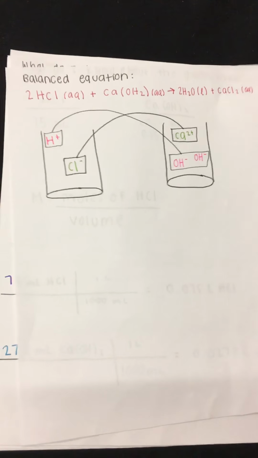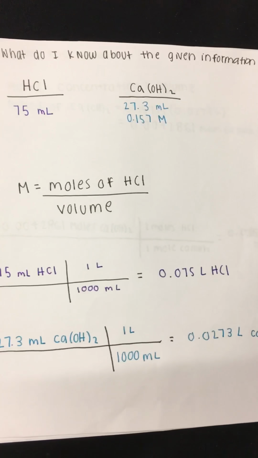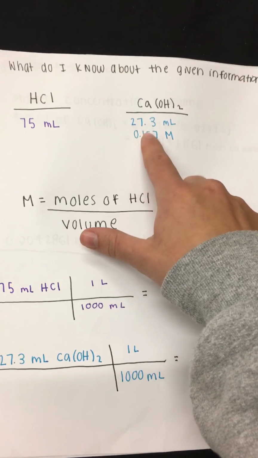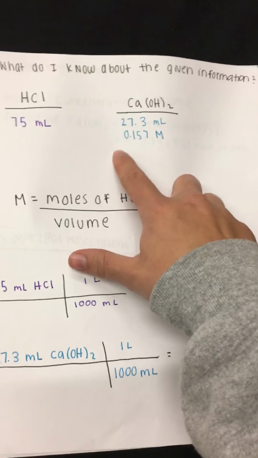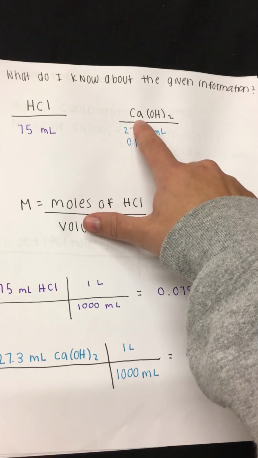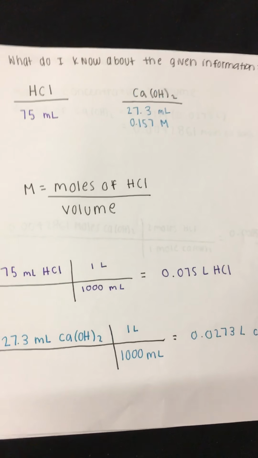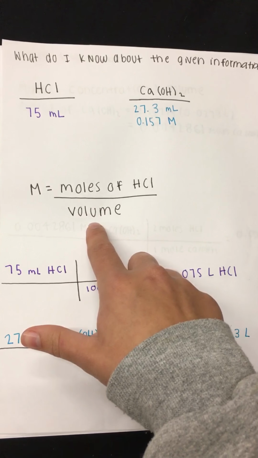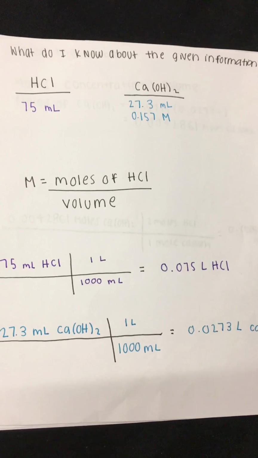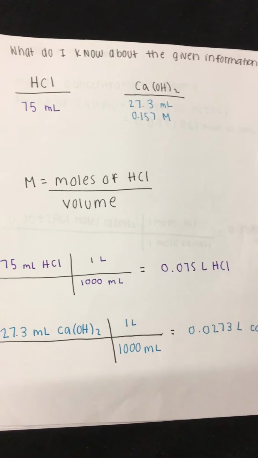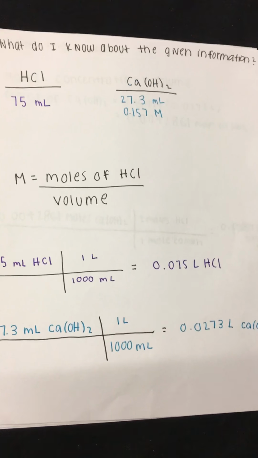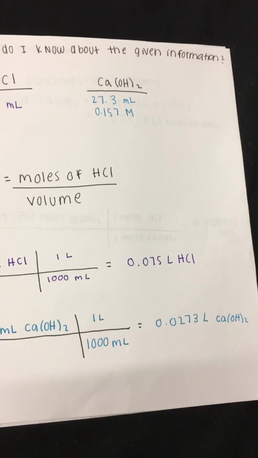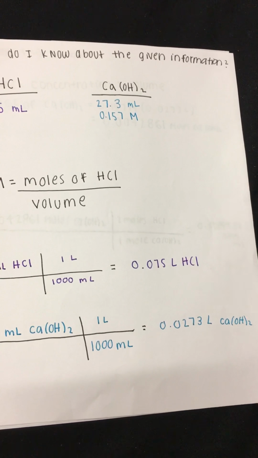The next step is to ask yourself, what do I know about the given information? We know that we have 75 milliliters of HCl and that we have 27.3 milliliters of 0.157 concentration of calcium hydroxide. We know to find the concentration of HCl, we can use the formula M equals moles of HCl over the volume. To find the moles of HCl, we will use the moles of calcium hydroxide and the stoichiometry in the balanced chemical equation. We will use the 2 in front of the HCl and the 1 in front of the calcium hydroxide.